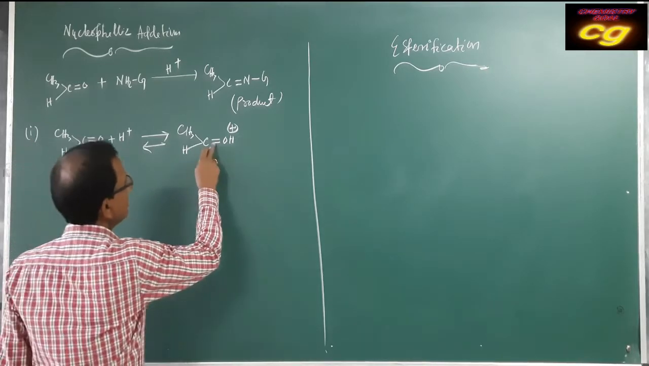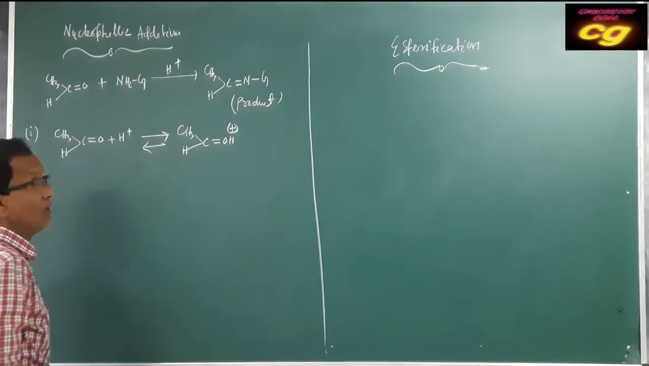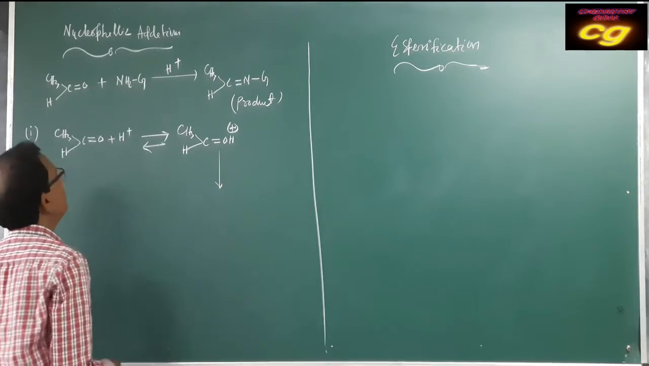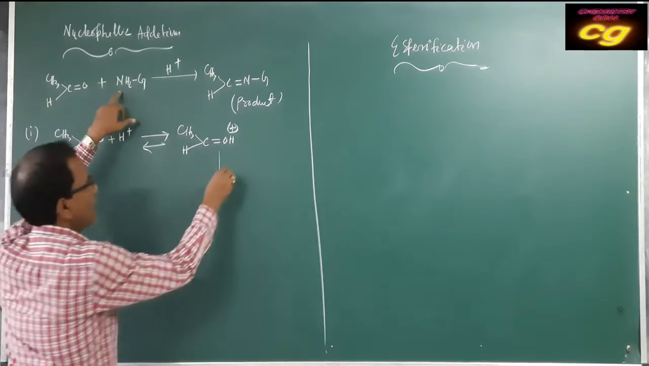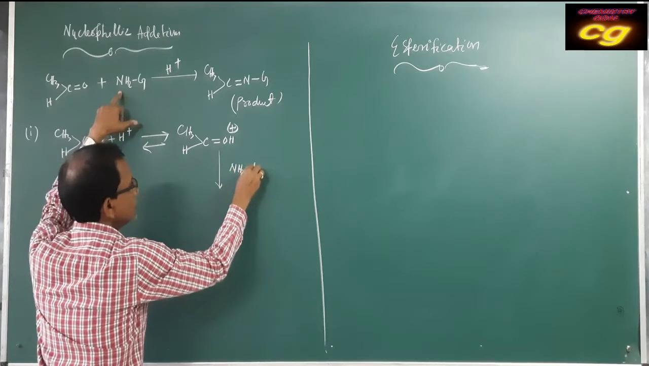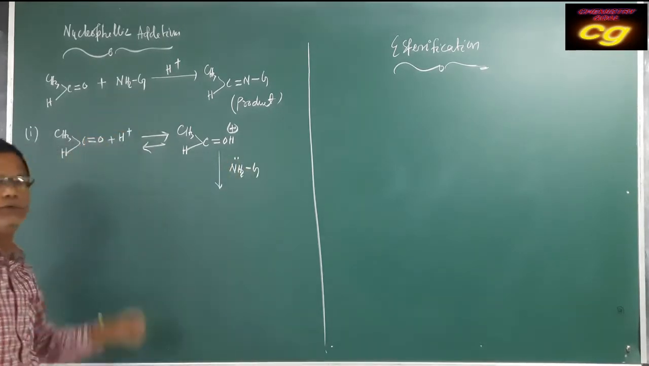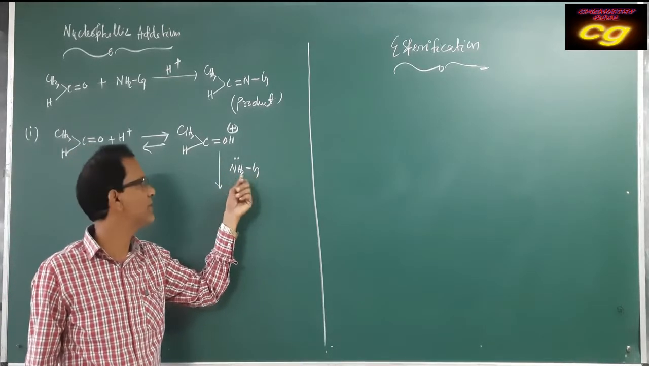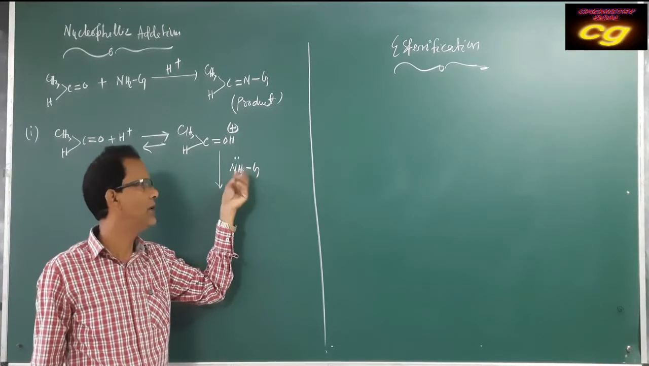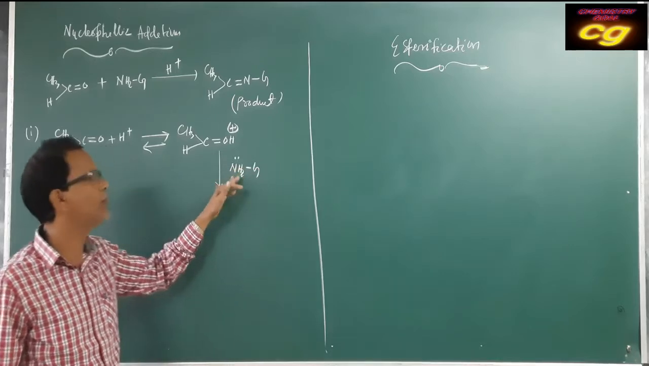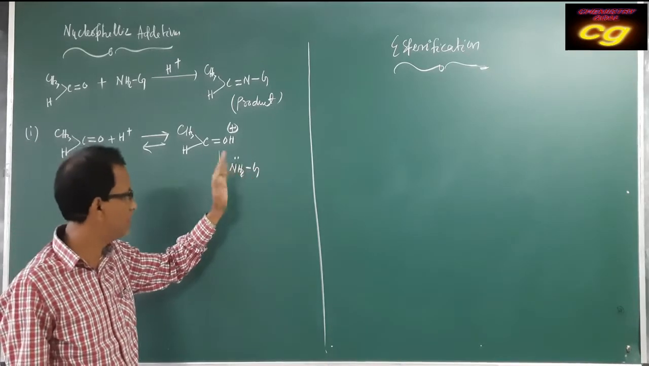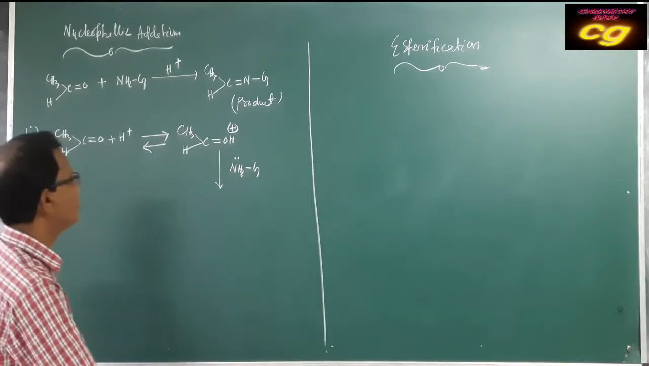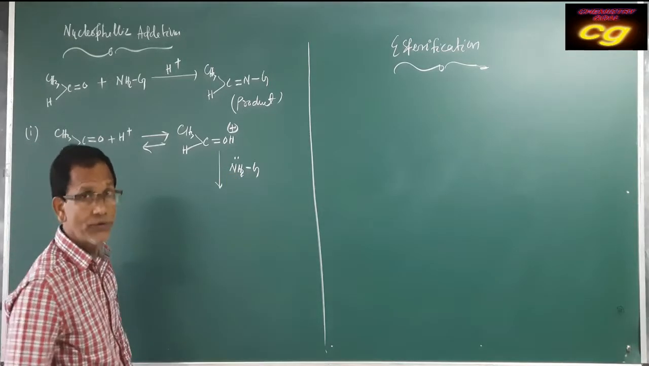So what happens? The breaking of this bond will be easier by the attacking of which one? Nucleophile, NH2G. And the nature of the nucleophile depends upon G. If G is an electron donating group, it will be a better nucleophile. If G is an electron withdrawing group, the reaction will be slow. So that depends upon the nature of G.